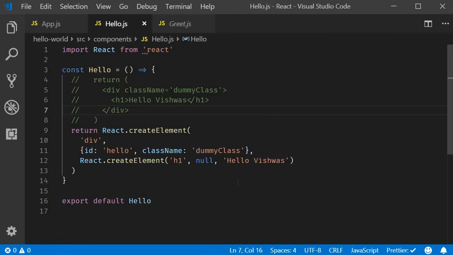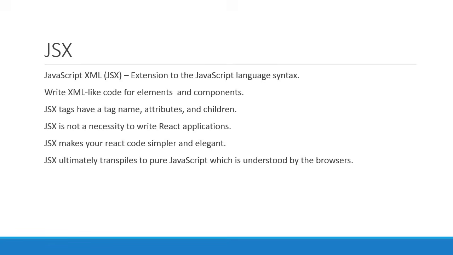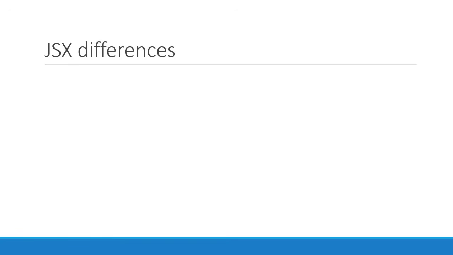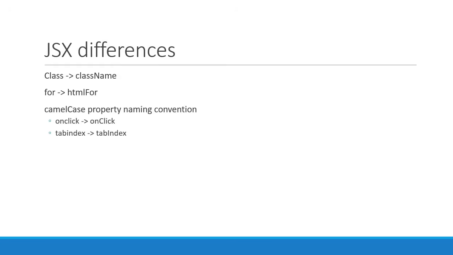Let me also talk to you about some of the differences you are going to see in JSX compared to regular HTML. The first one, which we have already seen, is class being replaced by className. Similarly, we also have for being replaced by htmlFor. Again, for is a keyword in JavaScript. You are also going to see camel case property naming convention instead of HTML attribute names. For example, onclick and tabindex will become onClick and tabIndex, that is camel casing. We will see these differences as we progress through the series, so don't worry about having to memorize them.